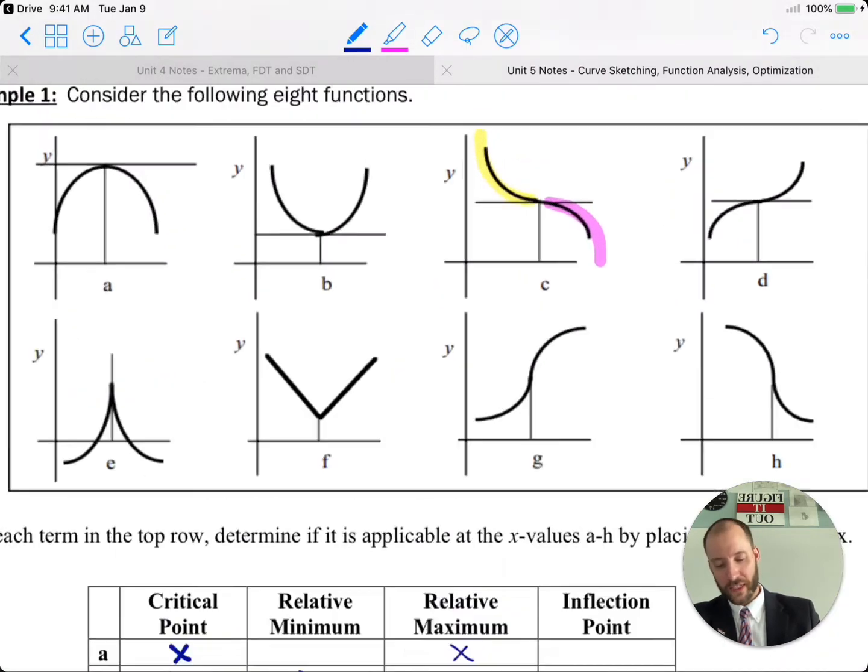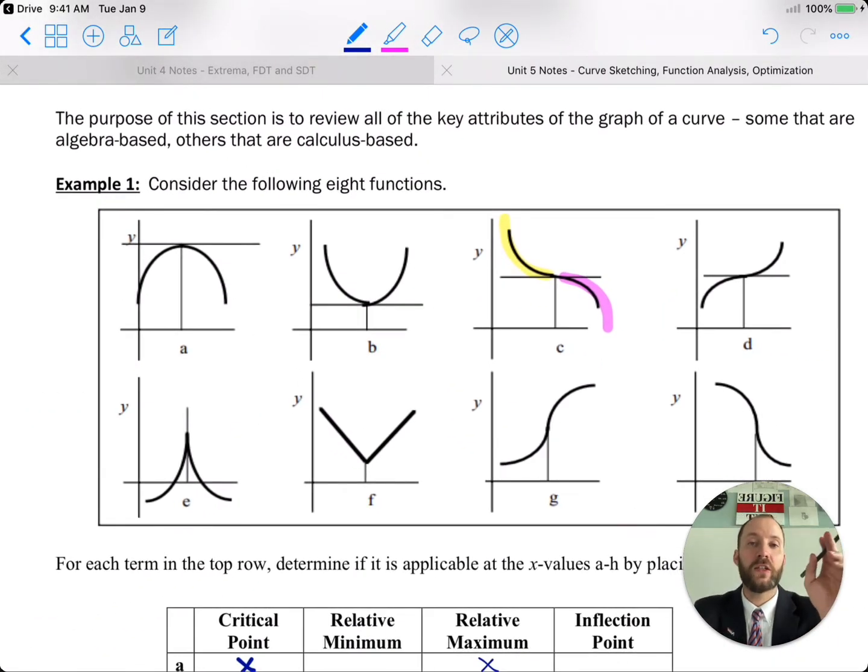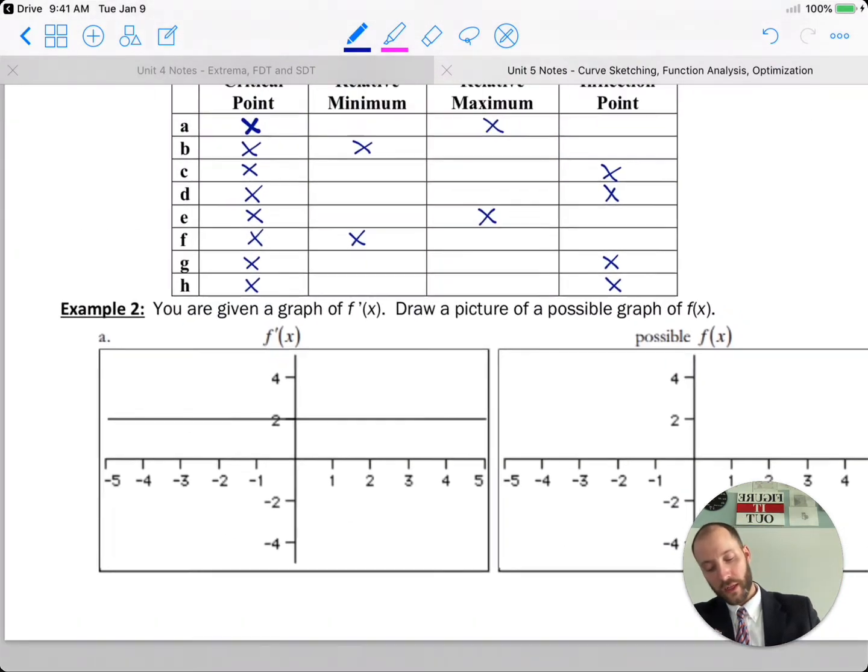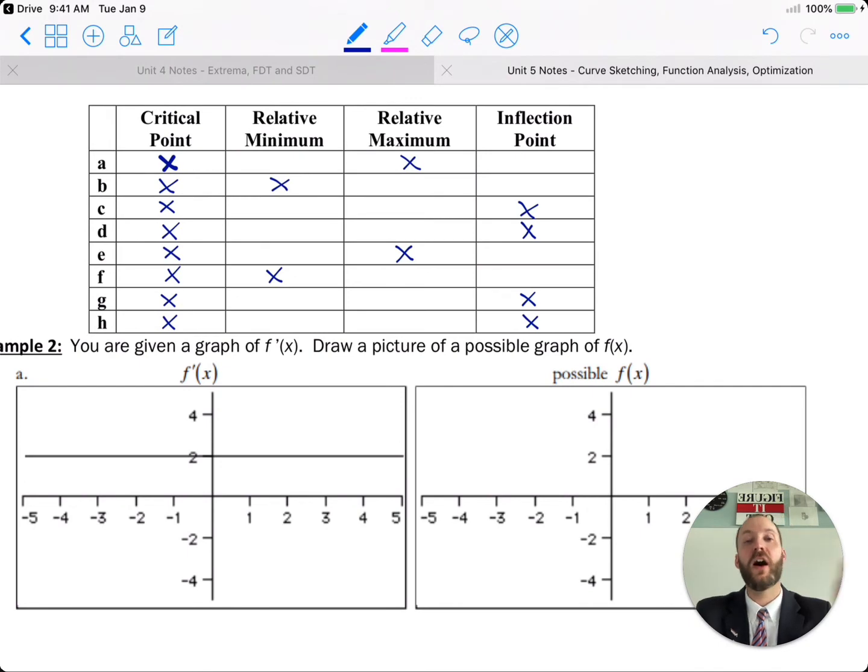Now reading a graph as it is and determining special points is good, but given a graph of any function or its derivative or its second derivative, could you make a possible graph of any other state of that function, the function itself or the first or second derivative? So example 2, given the first derivative, we see the first derivative is positive. That means we have a positive slope. And the first derivative is constant, so it's constantly a positive slope. So a constant slope, we have a linear function that is increasing.